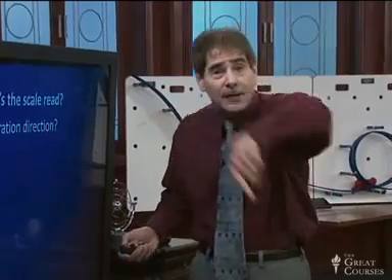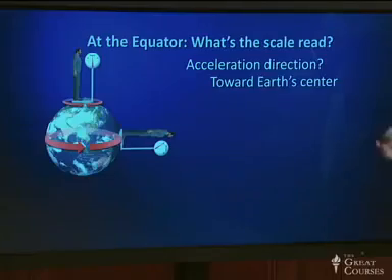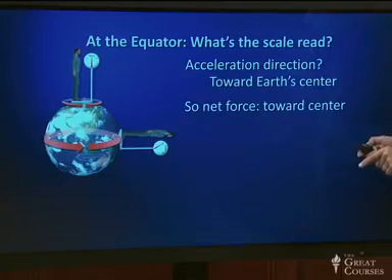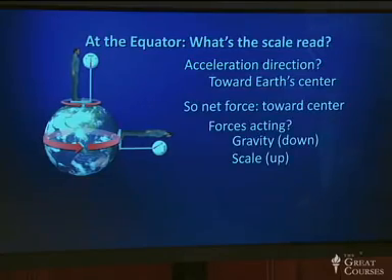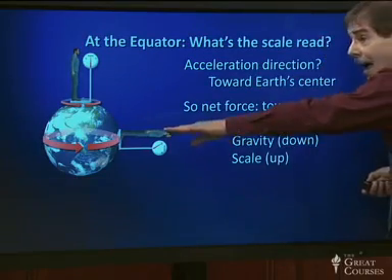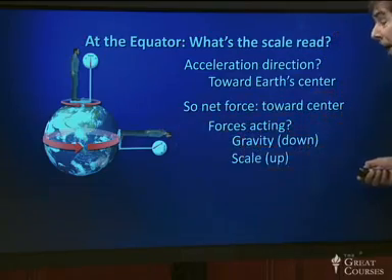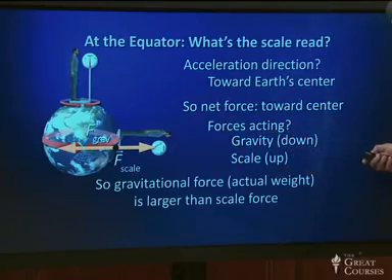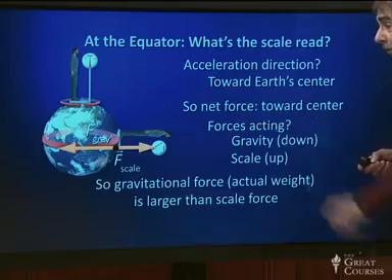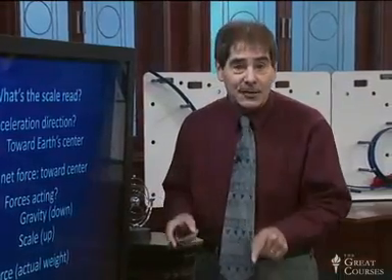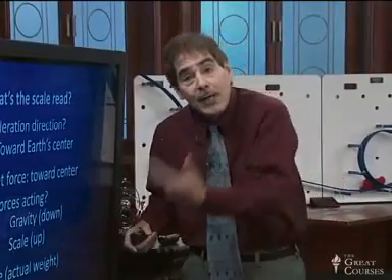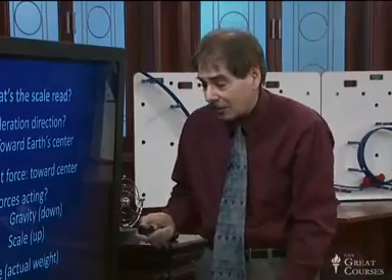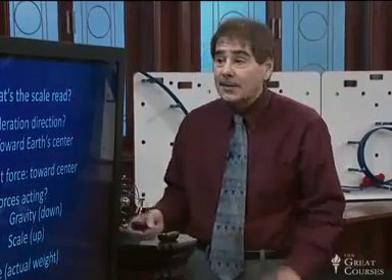Well, the Earth is going around in a circular motion because of its rotation, so the direction of the acceleration is towards Earth's center. So the net force on that individual is toward Earth's center. It's not zero. It's toward Earth's center. What forces are acting? Gravity is pulling down toward the Earth's center. The scale is pushing up. Those two forces do not add to zero. In fact, the gravitational force has to be greater to make the net force be toward the center. And that means the scale force is less than the gravitational force. And since the scale reads what the force is that the scale is exerting, the scale reads less than your actual weight. So your apparent weight at the equator is less than your actual weight.